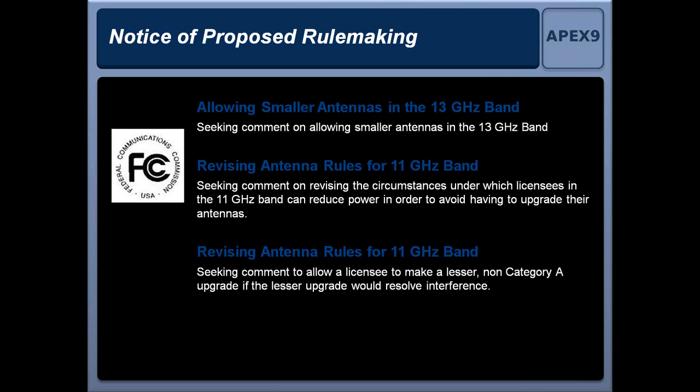Now, with what's being proposed, they're saying, well, instead of having to upgrade, if you have extra link budget, maybe you can just back off the power by a little bit. Or if you have to upgrade, instead of going from a 3-foot dish to a 6-foot dish, maybe we can get away with a 4-foot dish, so a lesser, non-Category A upgrade.